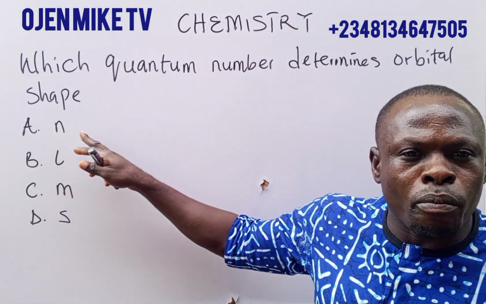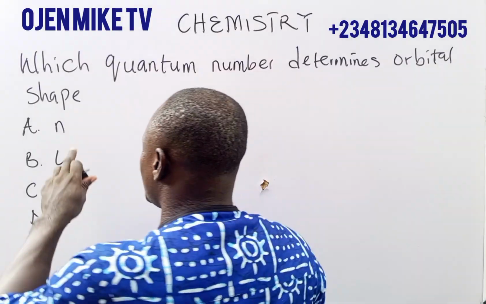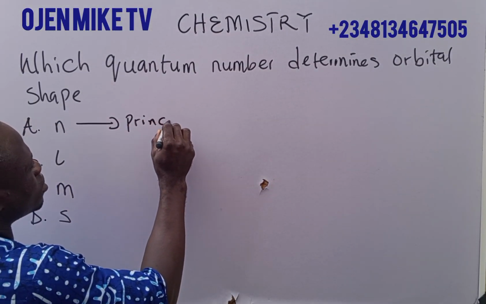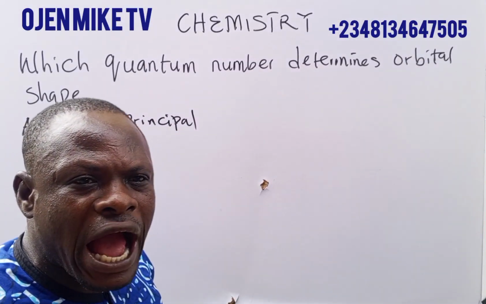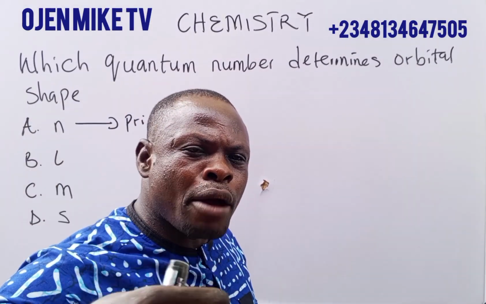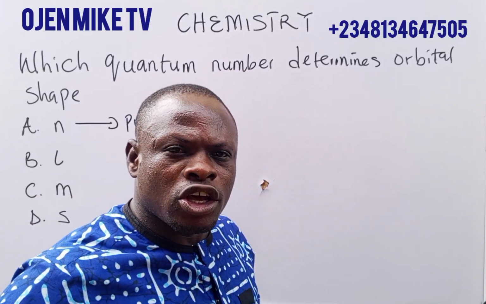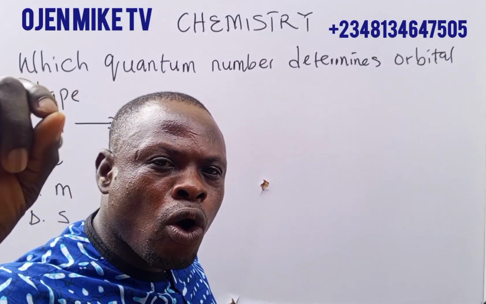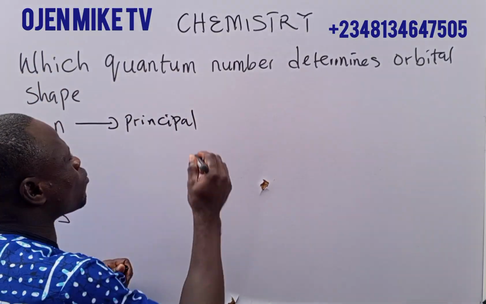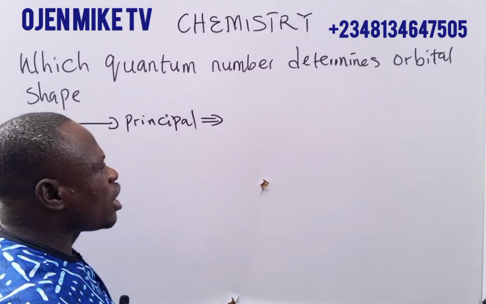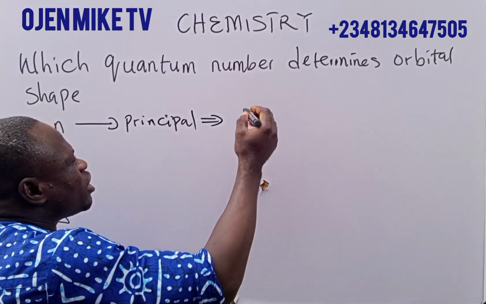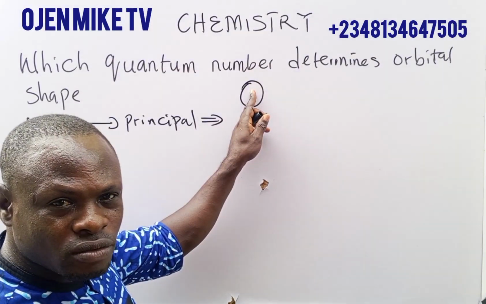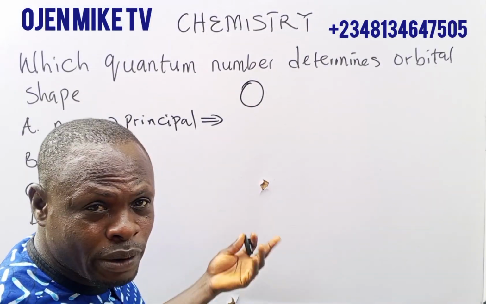The first one is called the principal quantum number. The principal quantum number determines the energy level of an atom. In other words, the size of an atom is determined by the principal quantum number. Remember, this is the shell of an atom. In fact, the shell of an atom is the principal quantum number, the number of the shell.